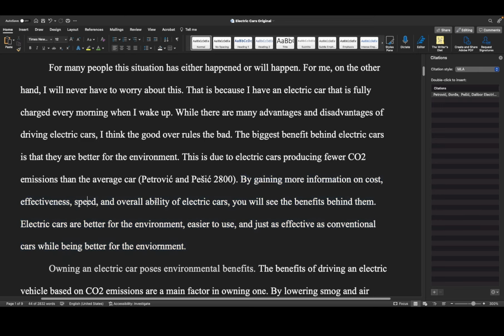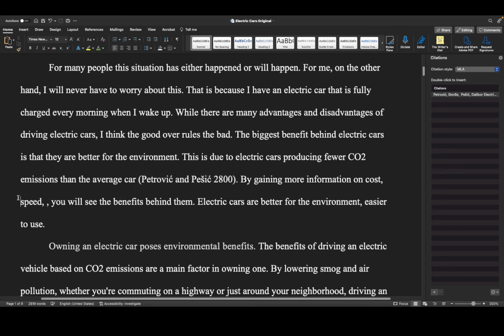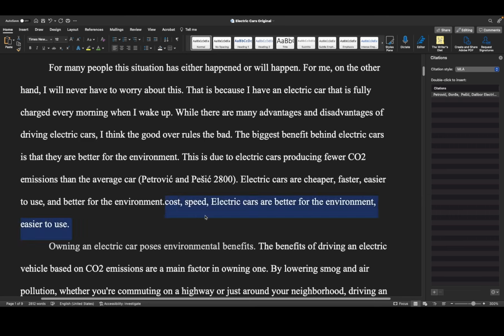So, "By gaining more information on cost, effectiveness, speed, and overall ability, you'll see the benefits. Electric cars are better for the environment, easier to use, and here again, just as effective as conventional cars while being better for the environment." So we see an issue here, and the spacing helps, right? Better for the environment, better for the environment. We don't want to put the list of things twice, so let's get rid of that. And then let's get rid of any mention of effectiveness, because it doesn't really mean anything in this context. Overall ability and effectiveness. Cost, speed. So let's just reduce down to our benefits: cost, speed, environment, ease. Okay, and so let's make a new sentence that uses these things. Cheaper, faster, easier to use, and better for the environment. Okay, that gets us everything we need from those sentences.